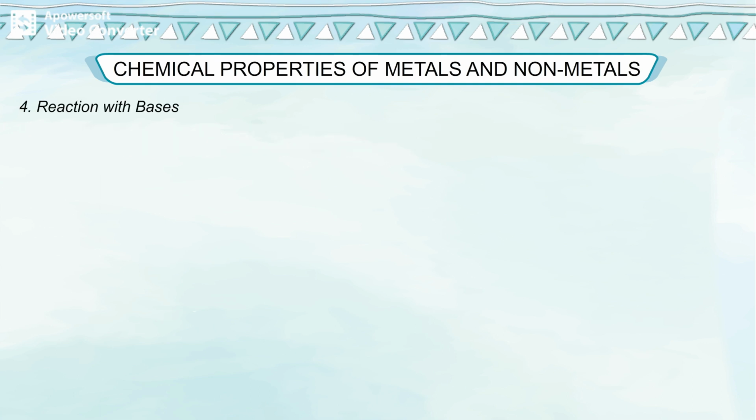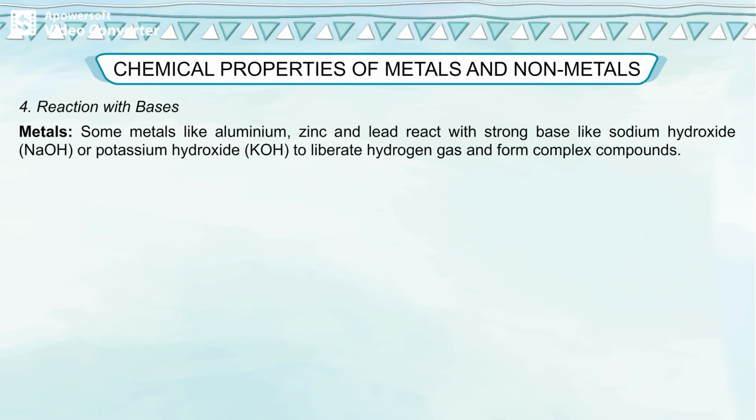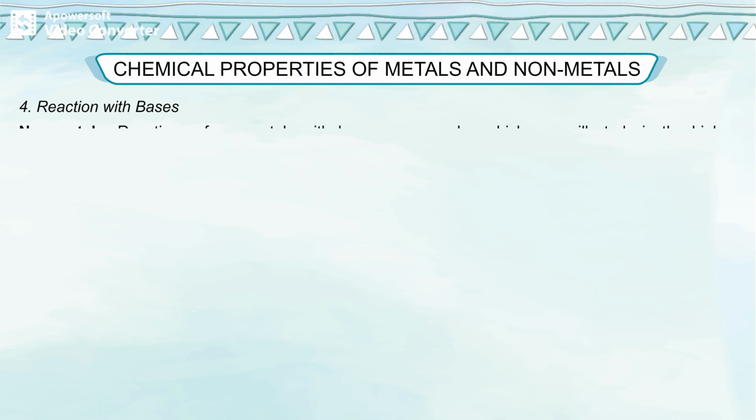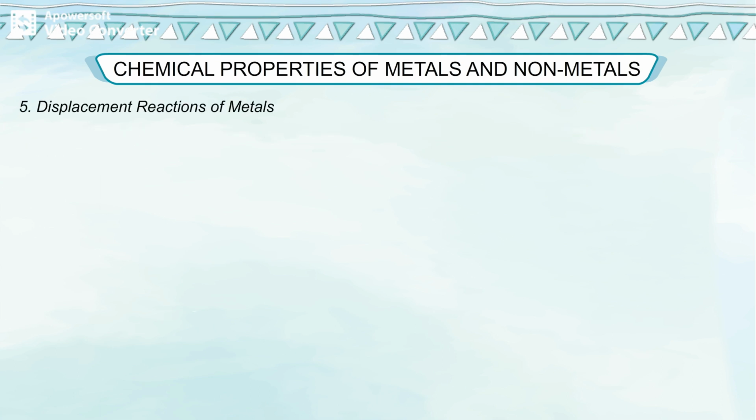Reaction with bases. Metals. Some metals like aluminium, zinc, and lead react with strong base like sodium hydroxide, NaOH, or potassium hydroxide, KOH, to liberate hydrogen gas and form complex compounds. Non-metals. Reactions of non-metals with bases are complex, which you will study in the higher classes.